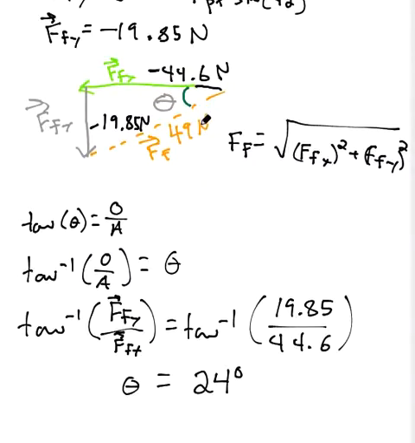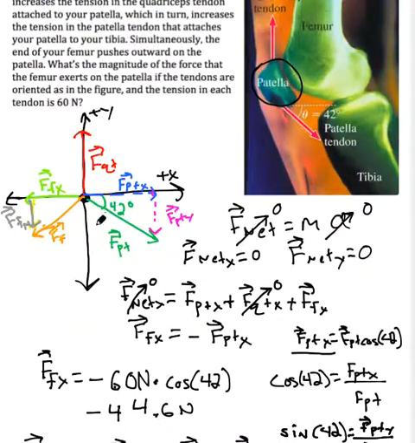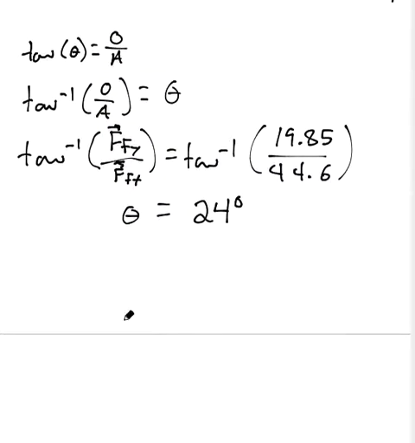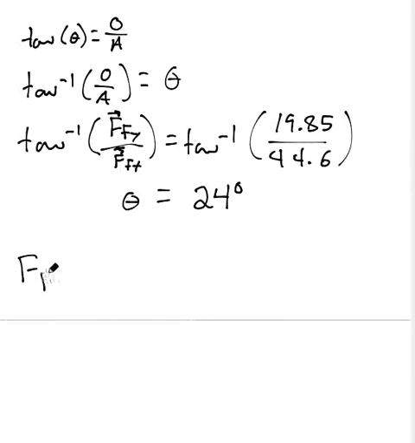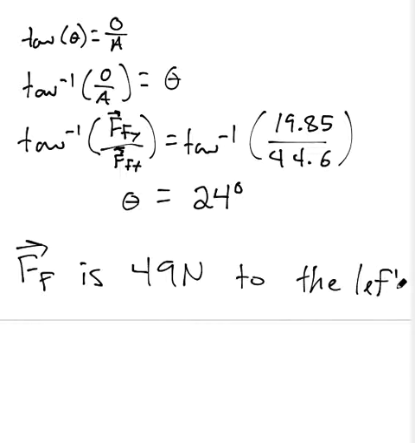So we can say all in all that the femur force is 49 newtons to the left, 24 degrees below the horizontal.